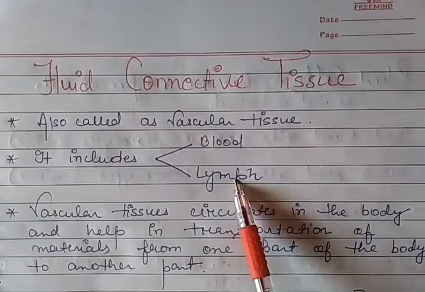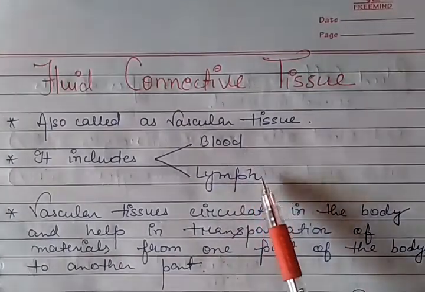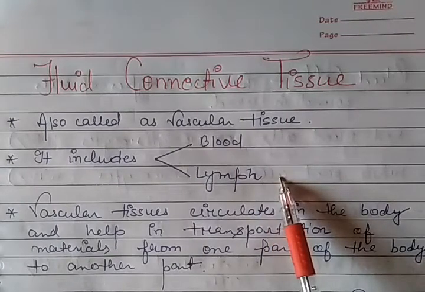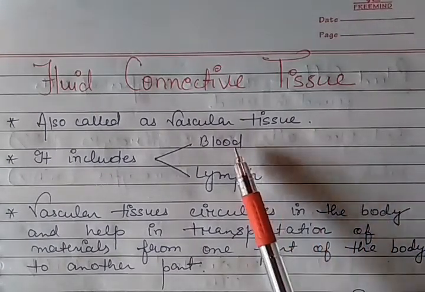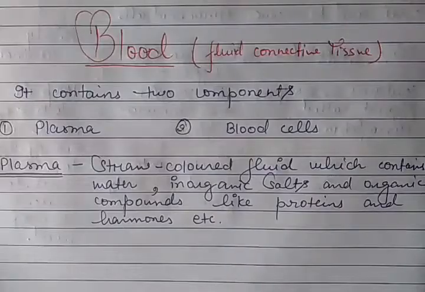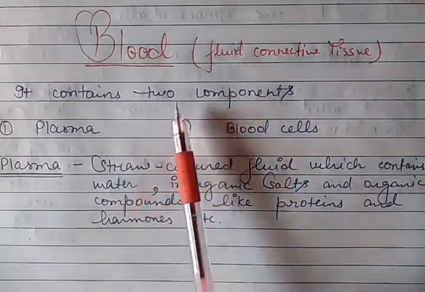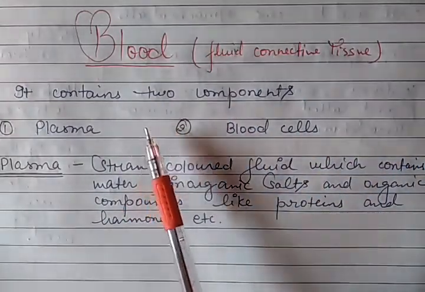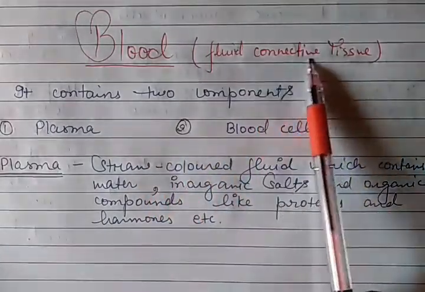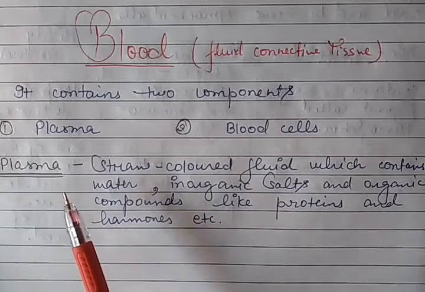It includes blood and lymph. There are two kinds of fluid connective tissue found in the animal's body. The first one is blood and the second one is lymph. One by one we will talk about the blood and the lymph. So we will talk about the blood. What is blood? Blood is a fluid connective tissue, and as you know, connective tissue has two components. First one is cells and another one is matrix.